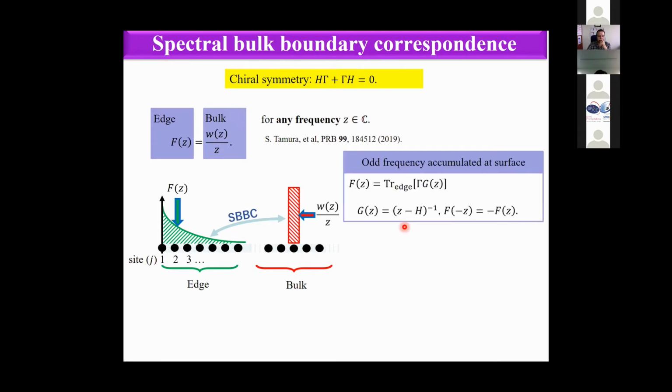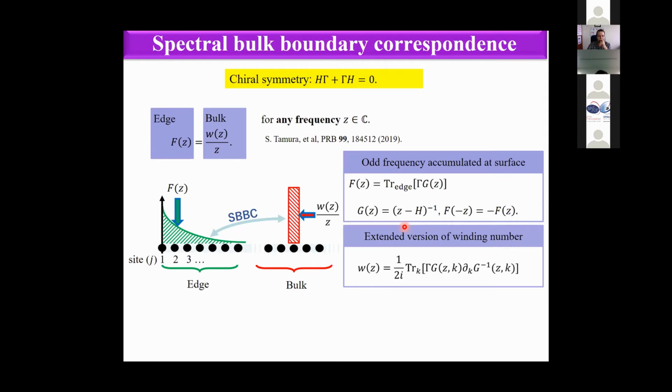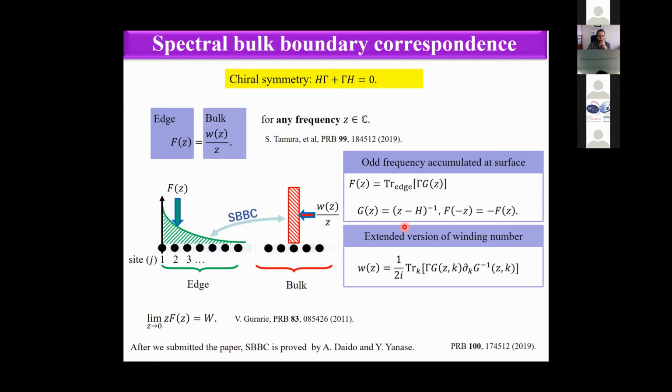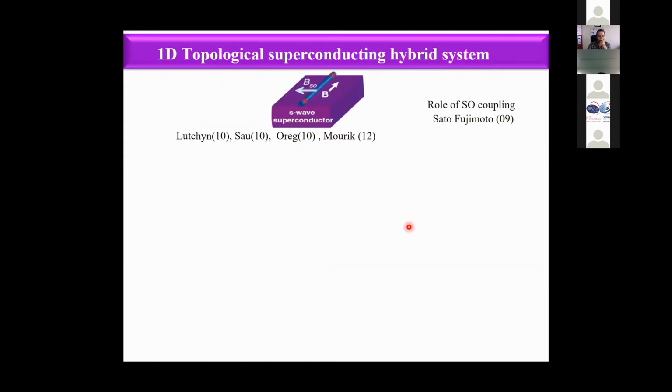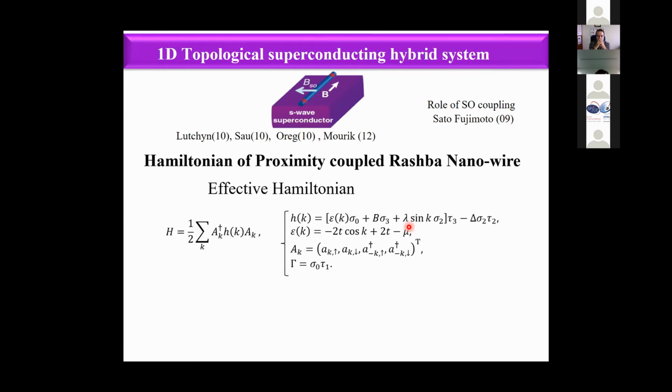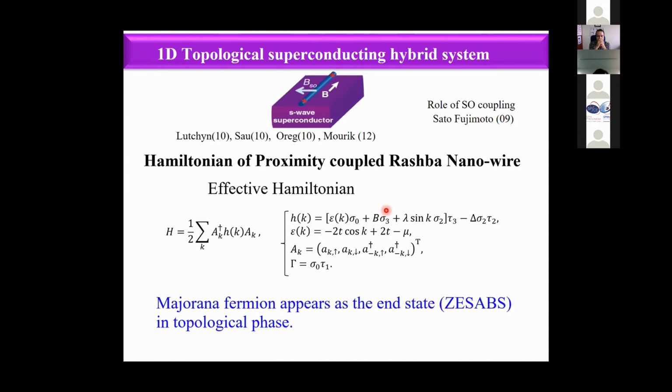He first calculated the odd frequency pairing amplitude accumulated at the surface, and independently he calculated the extended version of the winding number and checked some relations. And after that, we submitted the paper. This relation was mathematically proven by Dr. Daido and Professor Yanase later. Then let's apply this interesting relation to a very well-known model of one-dimensional topological superconducting hybrid junction system. The Hamiltonian of this system has been explained by many people in this workshop, so I will skip it. We assume Zeeman field and also spin-orbit coupling in nanowire system. Of course, Majorana fermion appears as end state in topological phase.